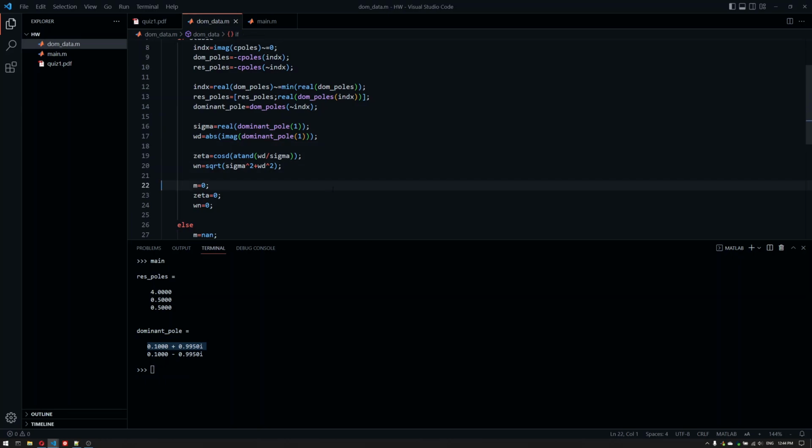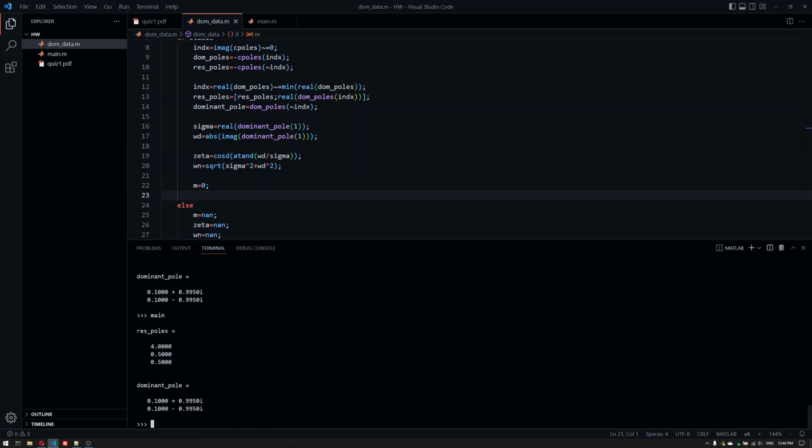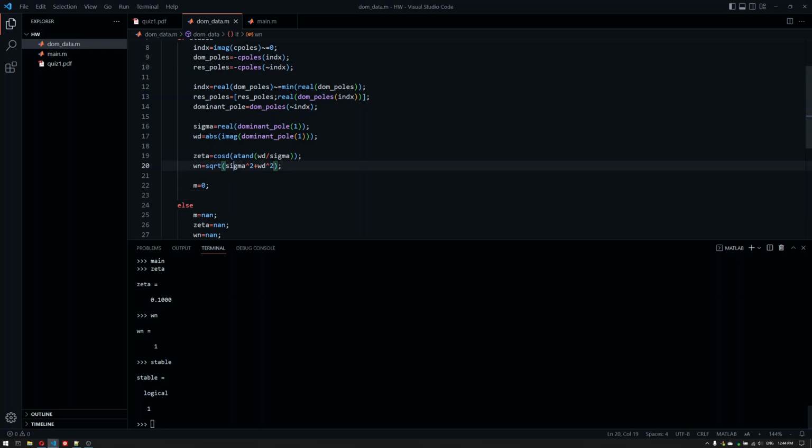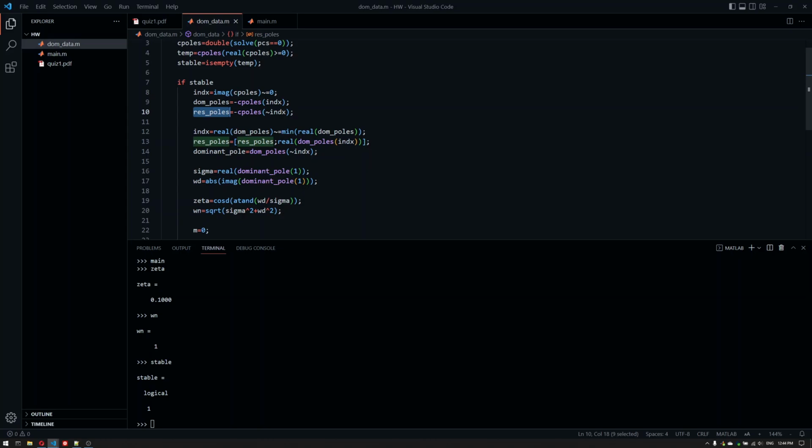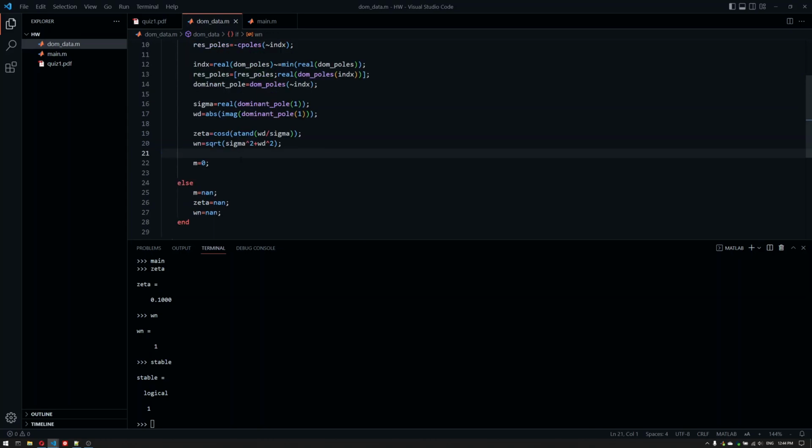The only thing that is left is m at this point. Now, let me run it again. What is zeta? What is omega n? And what is stable looking like? And what about m? Now, if you remember, we have these rest poles here, which we have constructed carefully to separate the non-dominant parts here.